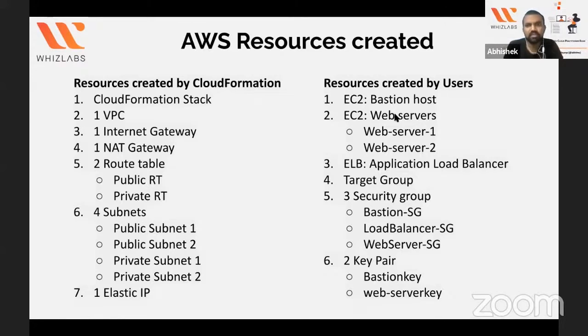And as a user, we will be creating a Bastion host EC2 and two web servers. We'll also be using an application load balancer. There will be a target group when you create a load balancer. Then we will create three security groups. First is Bastion, which will have port 22 open. Then the load balancer, which will have HTTPS open, and the web server, which will have both SSH and HTTP open, but restricted to the load balancer only. And there will be two key pairs we will create. First is for the Bastion, and second is for the web server.